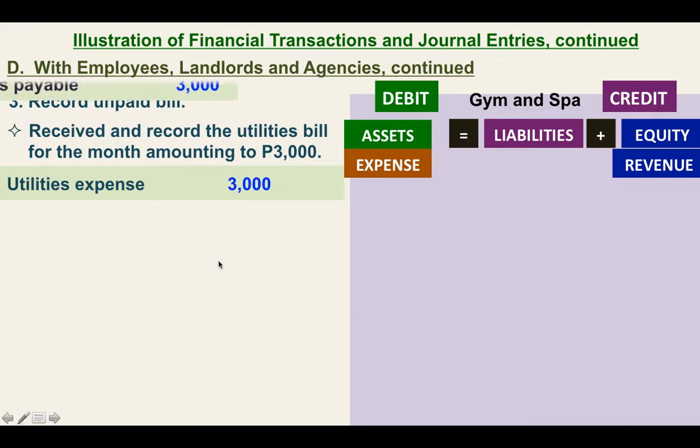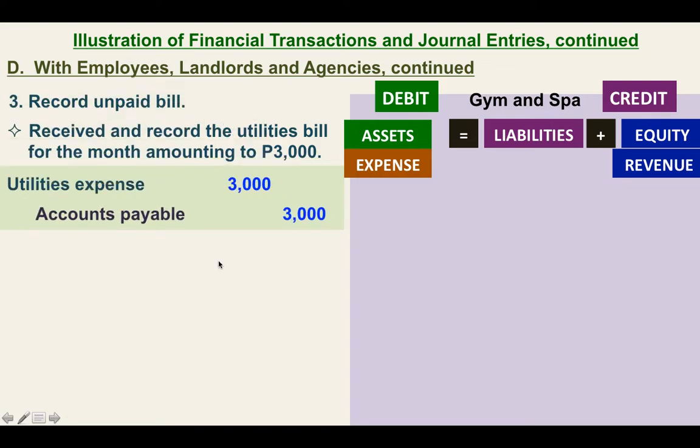Okay, so in this case, we have just to credit accounts payable. We will acknowledge that we have an obligation to pay. So we will credit accounts payable. Again, class, for transaction with employees, landlords, and agencies, the account that we will credit for our promise to pay is accounts payable. However, for the bank, the account that we are going to use is loans payable or notes payable depending on the transaction. If the bank's transaction indicate that a note was issued, then you have to use notes payable.